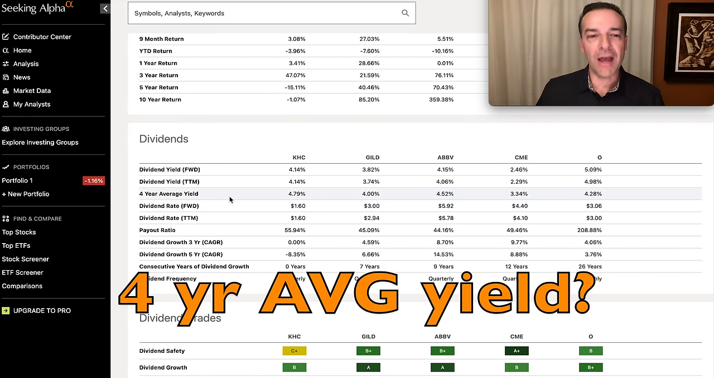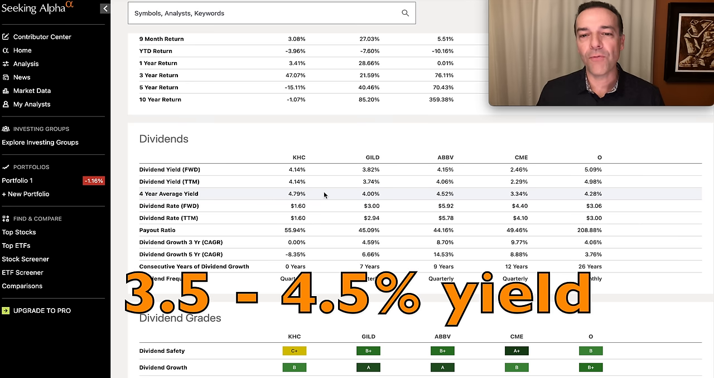Now, if we smooth this out, we look at the four-year average yield. This is where it gets interesting. Notice that four of the five have an average four-year yield in the 4% range. Only one of them, CME, is a little bit below that at 3.34%. When you're looking for the top option wheel stocks, it might be worth checking out those that have an average four-year yield of around that 3.5% to 4.5% range.